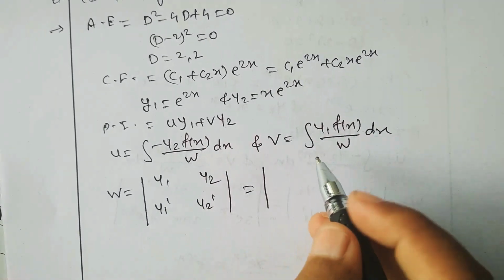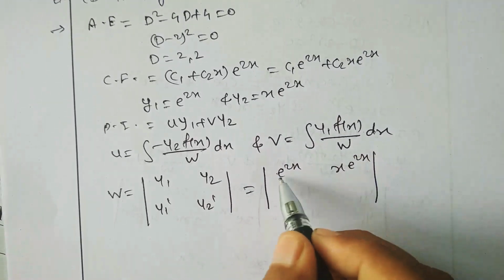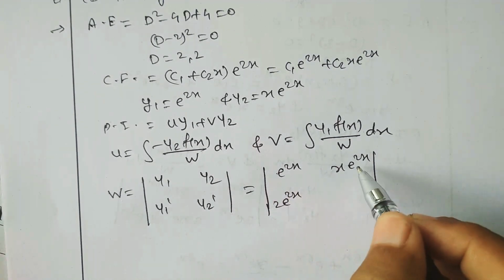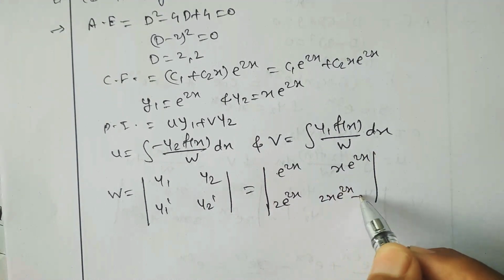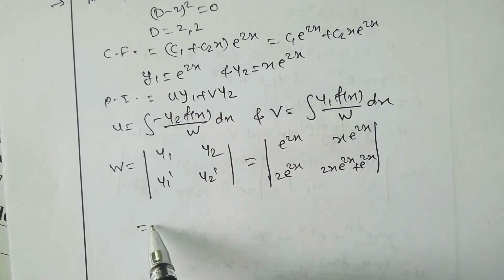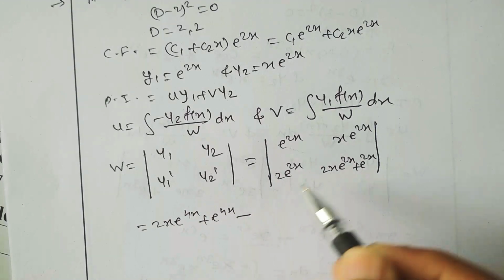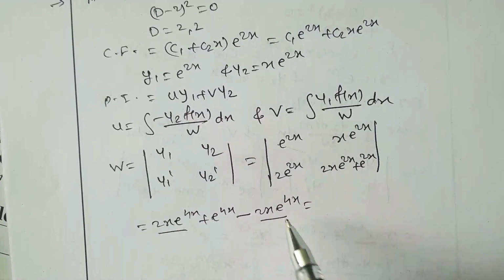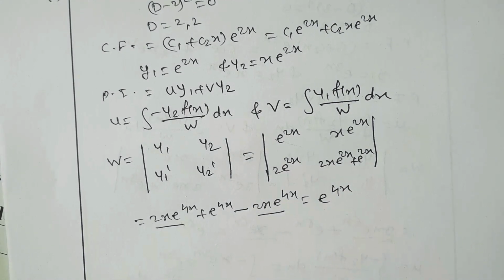This is equal to, where y1 is e raised to 2x and y2 is x into e raised to 2x. y1 dash, that is the derivative of e raised to 2x, is 2 e raised to 2x. y2 dash, using the u into v rule, is 2x e raised to 2x plus e raised to 2x. Solving this multiplication, we get 2x e raised to 4x plus e raised to 4x, and minus the multiplication of these two, 2x e raised to 4x. So these two terms get cancelled. We will get e raised to 4x as the value of w.